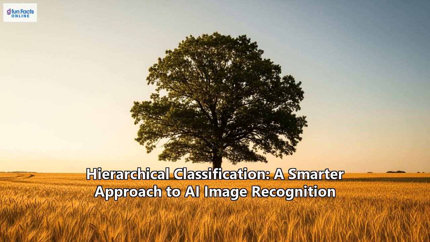And then there's the consistency problem. You don't want your AI to label an image as a green hermit on the most specific level, but call it a plant on a more general level. The labels have to make sense all the way up and down the tree.